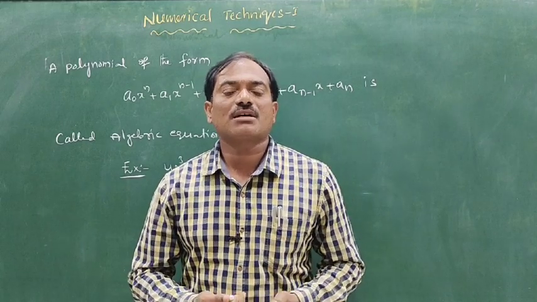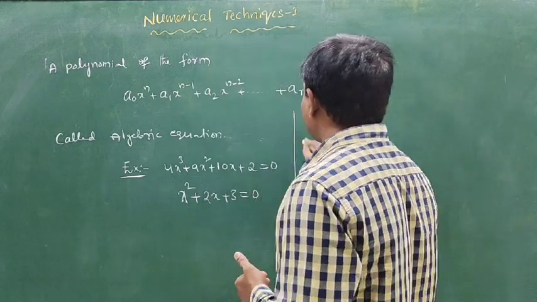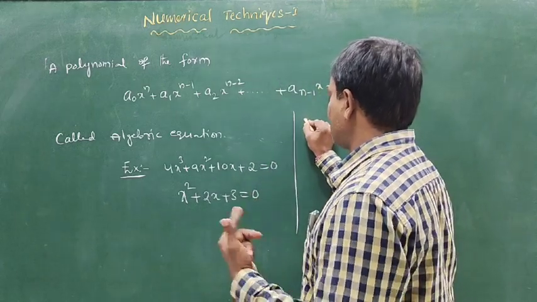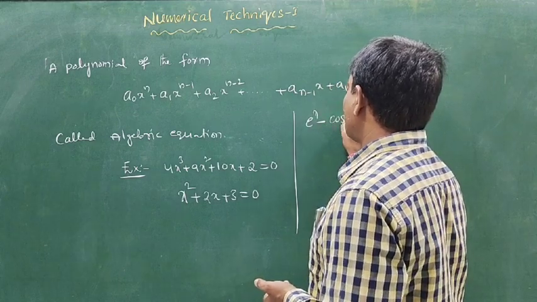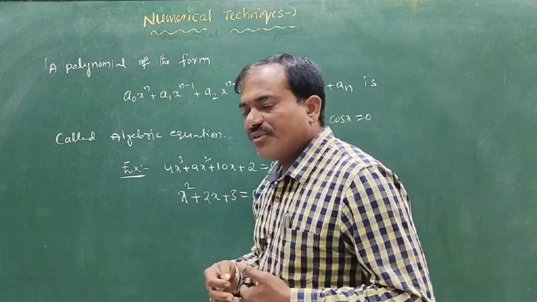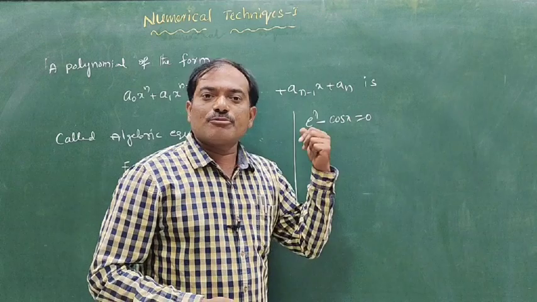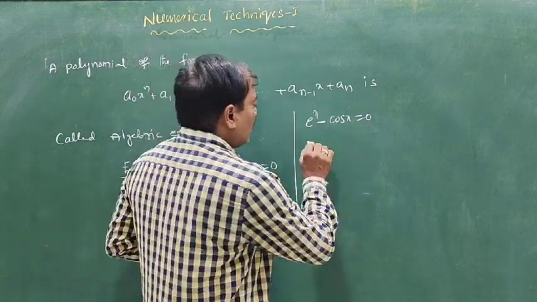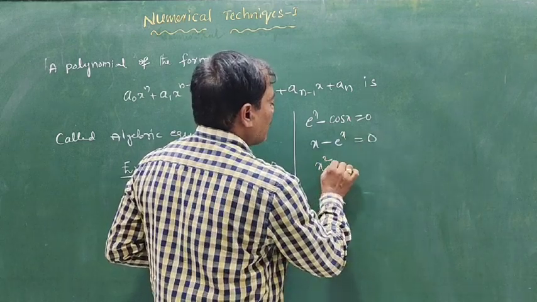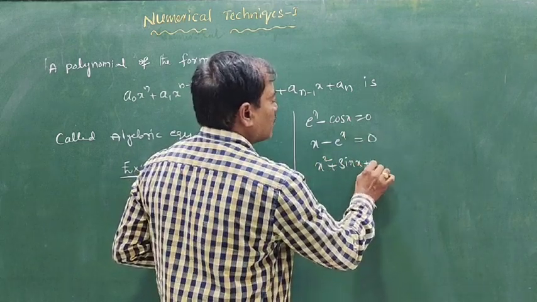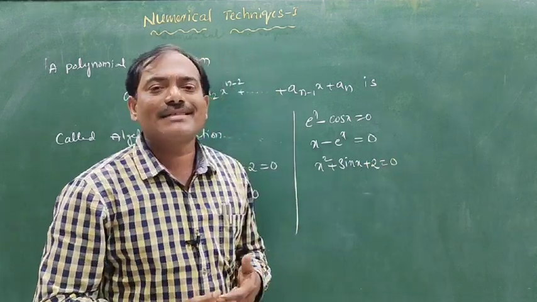So sometimes the given equation has logarithmic functions, trigonometric functions, exponential functions, and these kinds of equations are said to be transcendental equations. And we have to write one example here. The equation is like this: e to the power of x minus cos x equal to 0. The given equation involves e to the power of x and cos x, meaning exponential function and cos x. Also x minus e to the power of x equal to 0, and x square plus sin x plus 2 equal to 0. These kinds of equations are said to be transcendental equations.